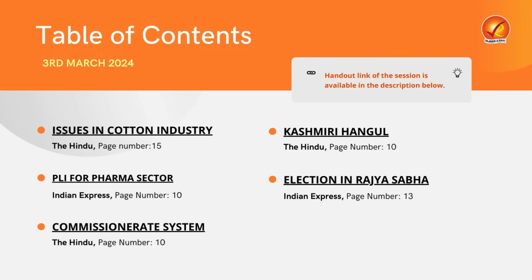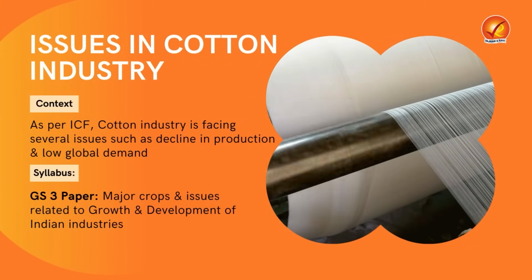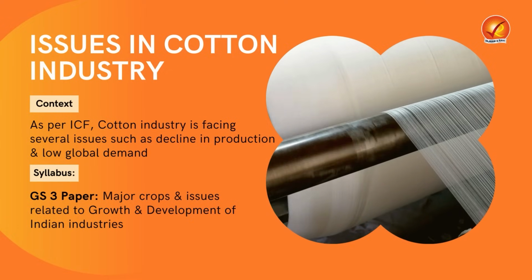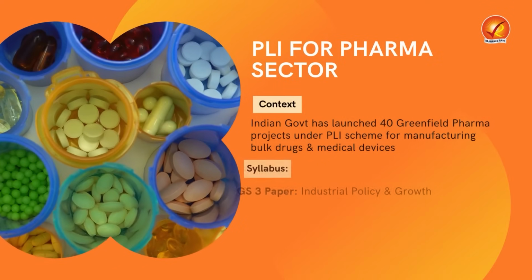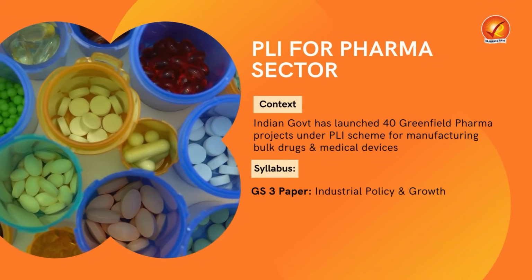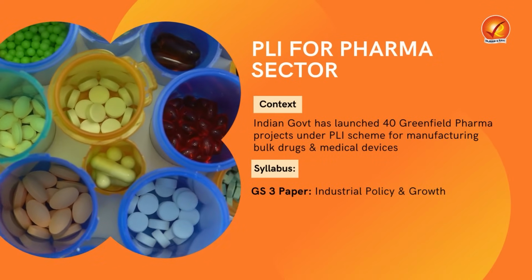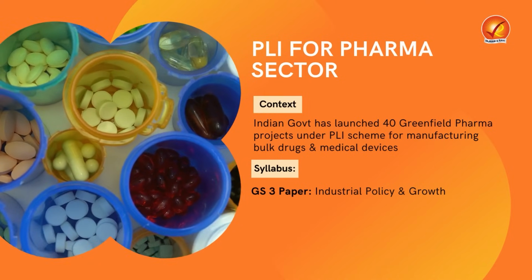In today's video, we will discuss 5 important topics from the perspective of the UPSC examination as featured in today's Hindu and Indian Express. The topics are as follows. We will begin our discussion by inquiring about the issues related to the cotton industry in India. After which we will study in detail about a critically endangered species, that is Kashmiri red stag or Hangul. Then we will have a quick overlook about the positive impacts of production linked incentive scheme for India's pharmaceutical industry.